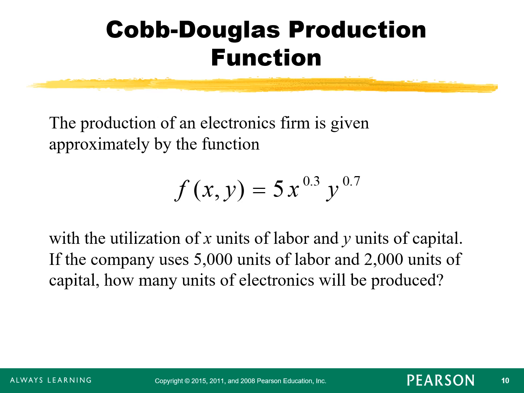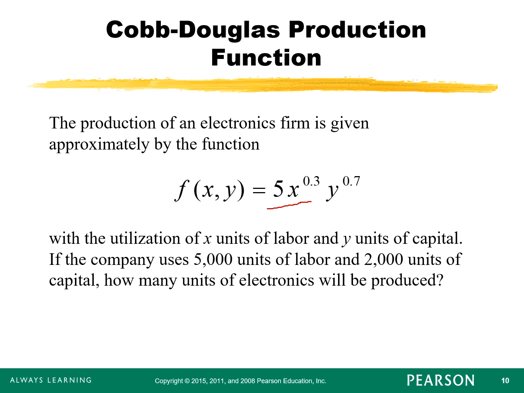Cobb-Douglas production function. The production of an electronic firm is given approximately by the function f(x,y) = 5x^0.3 y^0.7, with the utilization of x units of labor and y units of capital. The company uses 5,000 units of labor and 2,000 units of capital. How many units of electronics will be produced?